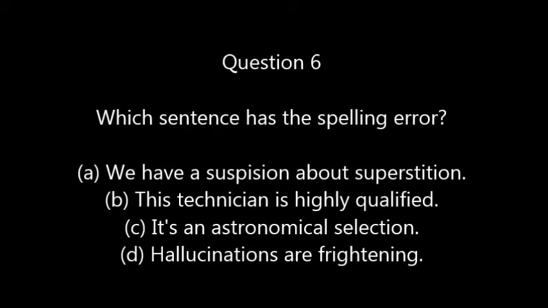Sorry. Question number 6. Which sentence has the spelling error? Is it A, we have a suspicion about superstition? Is it B, the technician is highly qualified? Is it C, it's an astronomical selection? Or is it D, hallucinations are frightening? Which sentence there has a spelling error? Please pause this and get this question right.